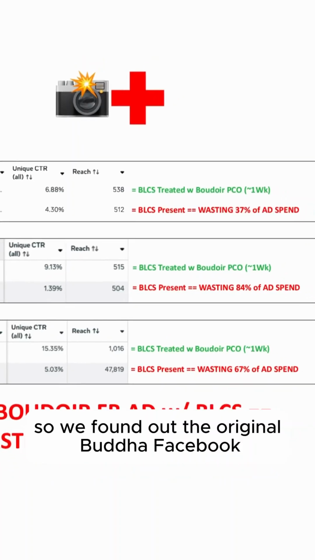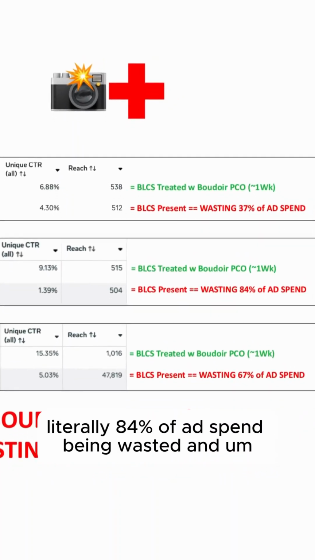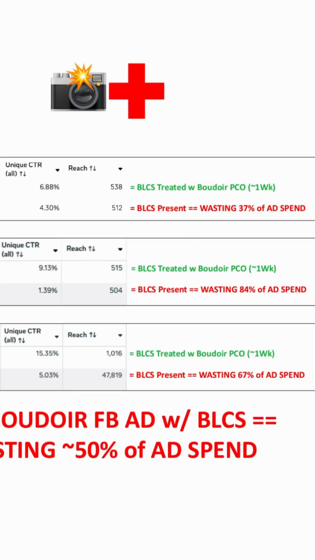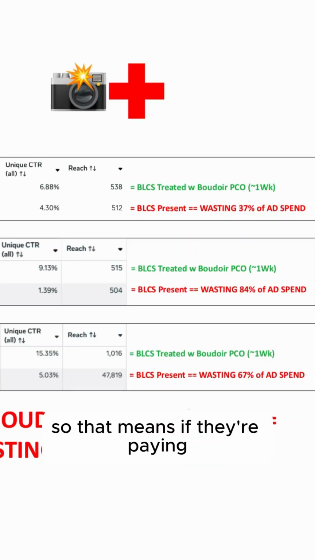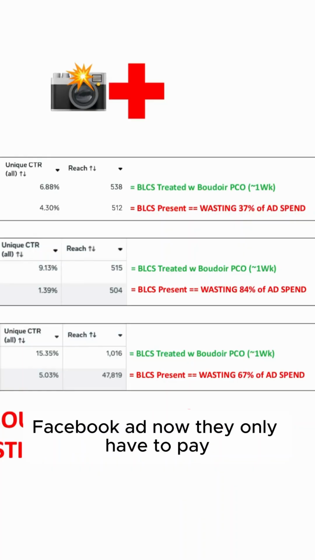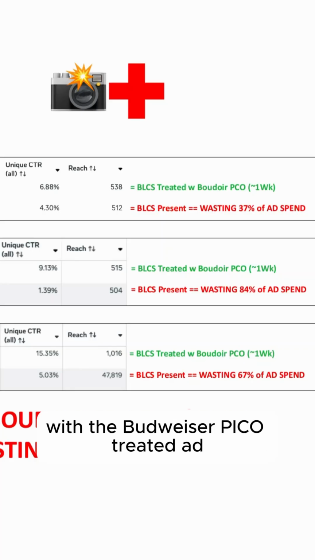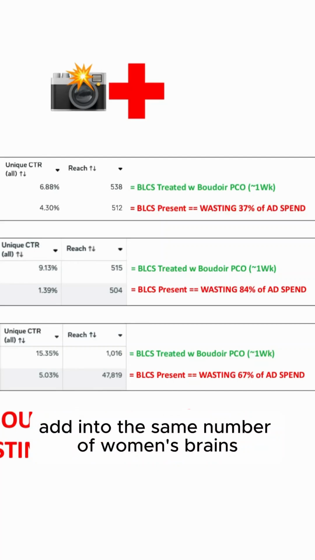So we found out the original Boudoir Facebook ad was actually wasting 84% of ad spend, literally 84% of ad spend being wasted. And so that means if they're paying 10 grand a month on the original Boudoir Facebook ad, now they don't have to spend more than 1.6 grand a month with the Boudoir Pico treated ad to get their ad into the same number of women's brains.